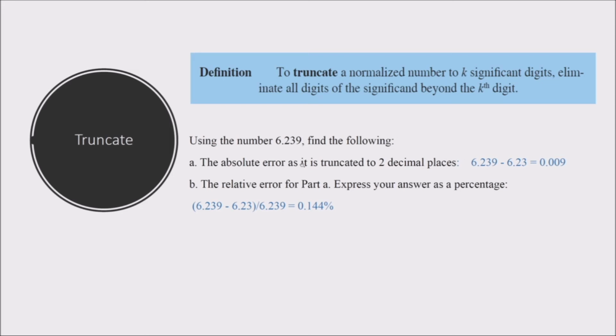I just cut it off from here. The correct value is this, your truncated value is this, so the error between those two is 0.009. And if you want to calculate the relative error of this, you divide this by the correct value and multiply by 100. So this is what you get. That is how you calculate the relative and absolute errors with truncation, right?